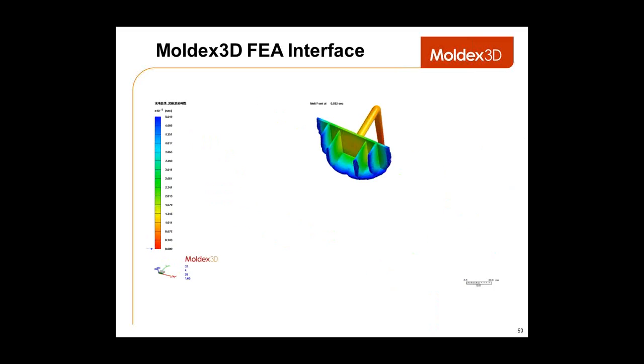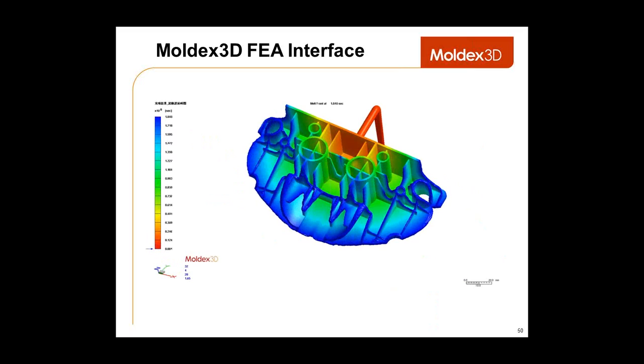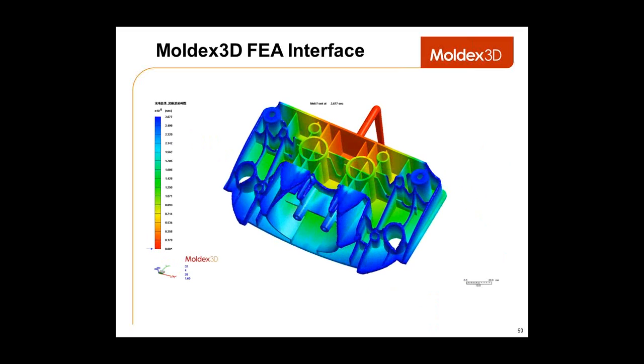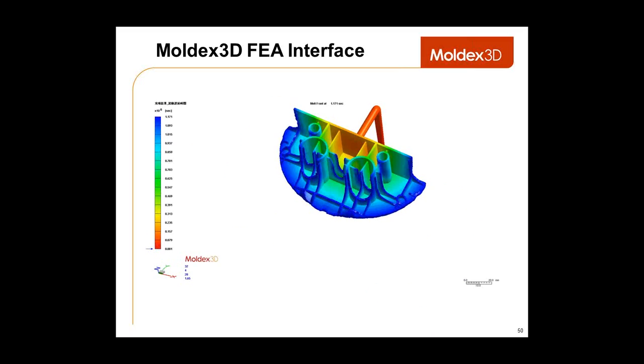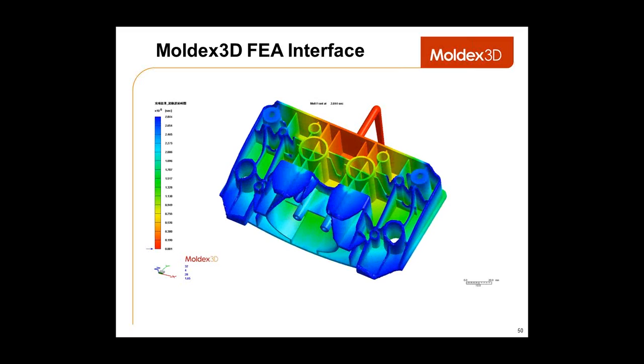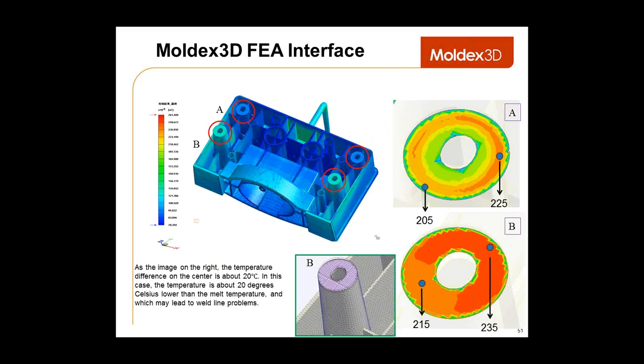Okay, and this is the flow simulation of the part. After analysis, we can see there's a difference in melt front temperature within the bosses. Because of this temperature difference, there's a real issue for weld line problems, which hurts the strength and integrity of the part.